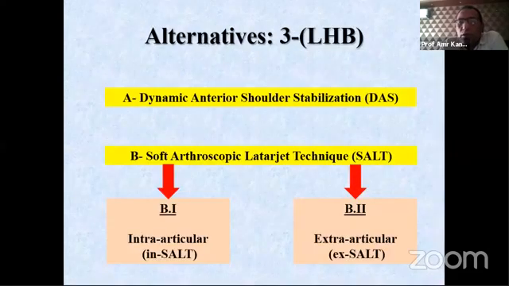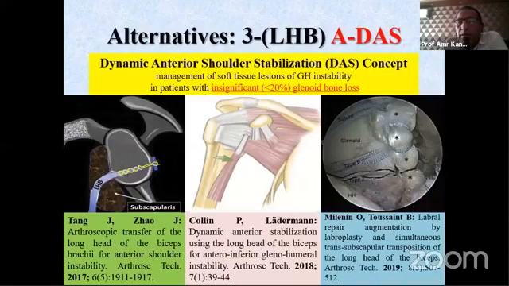As regards the long head of the biceps, there are currently two evolving concepts on using the long head of the biceps for restoration of glenohumeral stability. The first one is the dynamic anterior shoulder stabilization or DAS technique, and the other one is the soft arthroscopic Latarjet technique or SOLT. As regards DAS, it was described for the management of soft tissue lesions of glenohumeral instability in patients with subcritical glenoid bone loss.